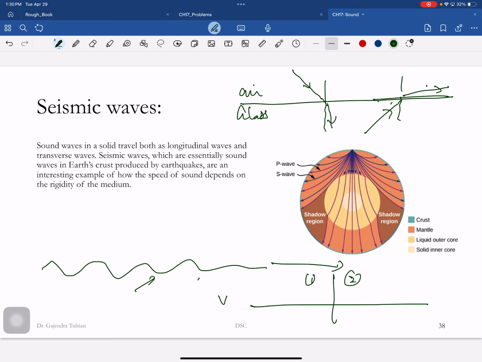Okay, so what's relevant is the speed in the medium. Once the speed changes, if it slows down, then it'll bend towards the normal, and if it speeds up, it'll bend away from the normal. And this phenomenon is called refraction. And the speed depends on the properties of the medium.